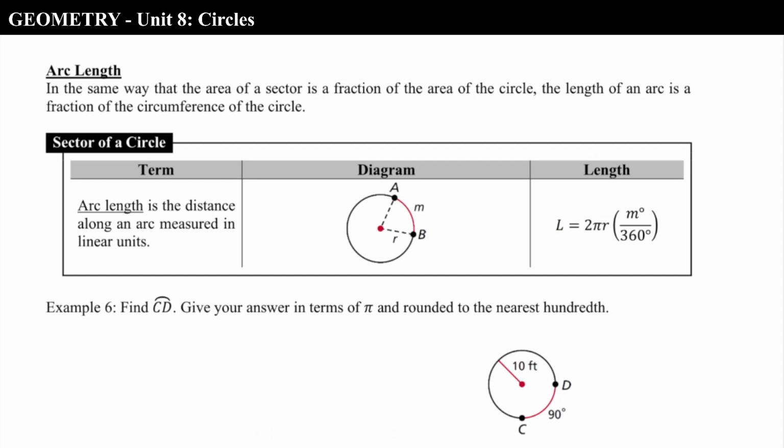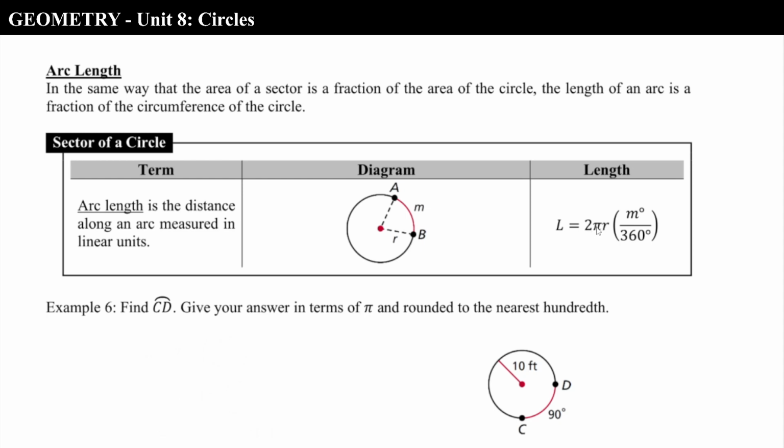Now let's talk about arc length. In the same way that the area of a sector is a fraction of the area of a circle, the length of an arc is a fraction of the circumference of a circle. So the circumference, remember, is like the perimeter of a circle. It's the length of the entire outer edge of the circle. And the circumference of an entire circle is 2 pi r.